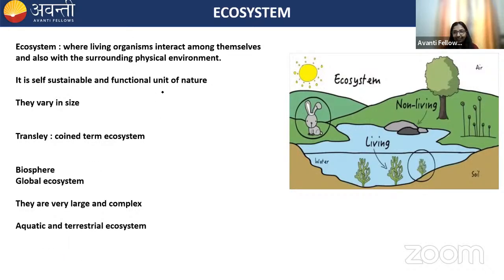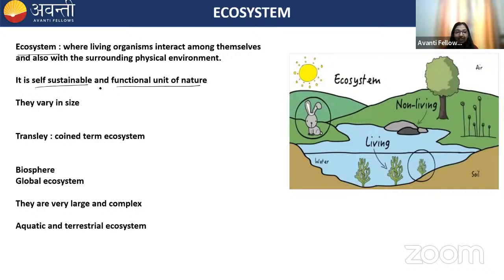So we know that both biotic and abiotic factors are present in the environment, right? The interaction between the biotic and the abiotic component, that means the interaction between the living and the non-living things, is known as the ecosystem. Now we know that the ecosystem is a self-sustainable and functional unit of nature. Self-sustainable means that not all ecosystems are self-sustainable, but natural ecosystems are. That means they can regulate their system on their own. They are not dependent on others.